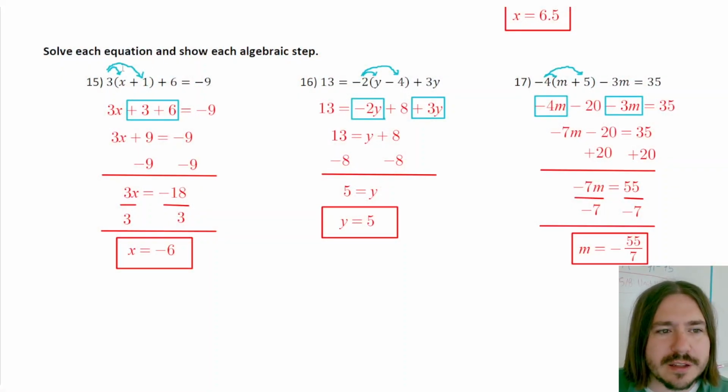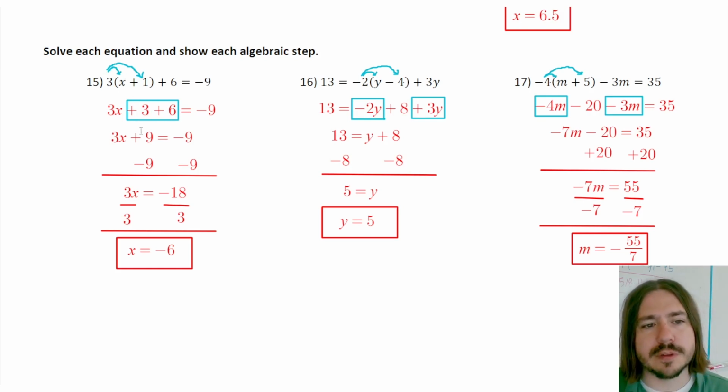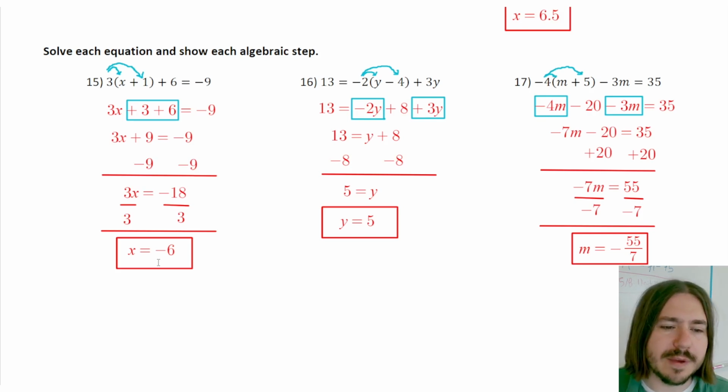So number 15, we're going to start with the distributive property. So we get 3x plus 3 instead of 3 times x plus 1. And then I boxed right here the like terms. 3 plus 6 would be 9. And then I subtracted 9 on both sides. And that's going to give me 3x equals negative 18. And then finally divide both sides by 3 to get negative 6. So there's number 15 completely worked out.